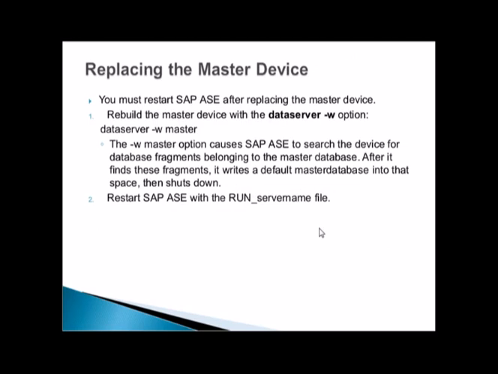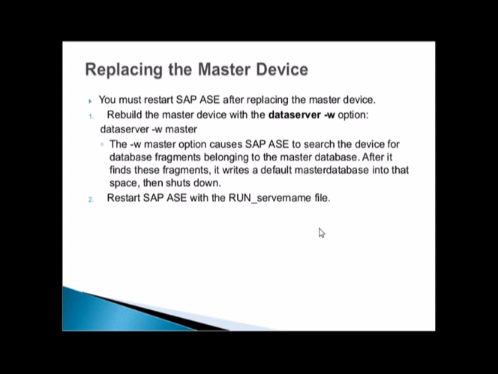Replacing the master device. You must restart SAP ASE after replacing the master device. Rebuild the master device with the dataserver -w option. The command is dataserver -w master. That's it. This is a very simple command, dataserver -w master. This will rebuild the master device.